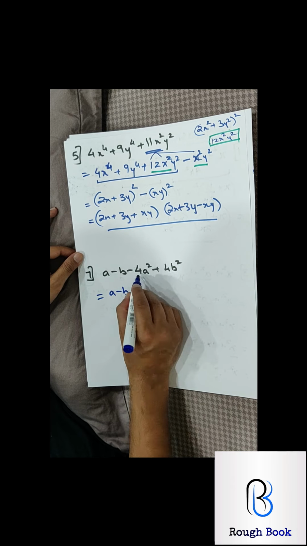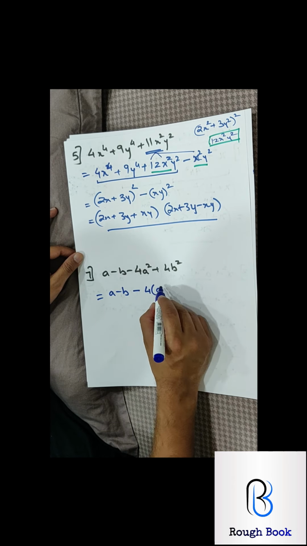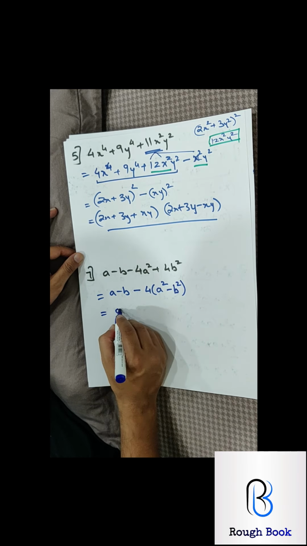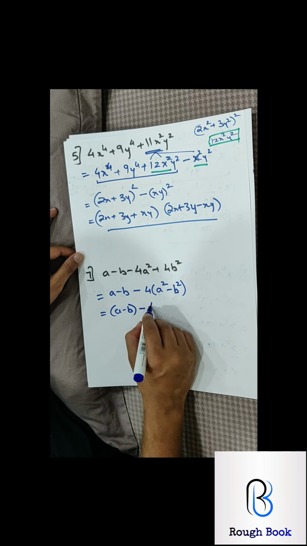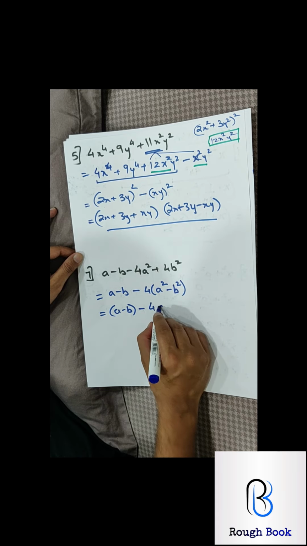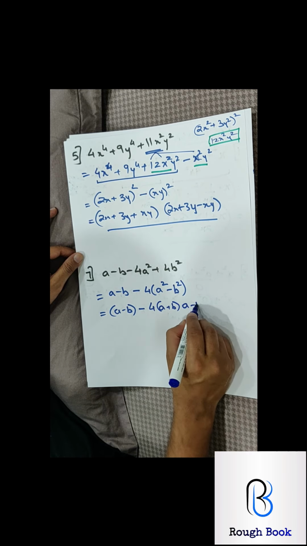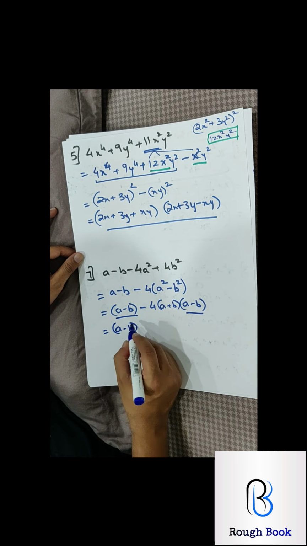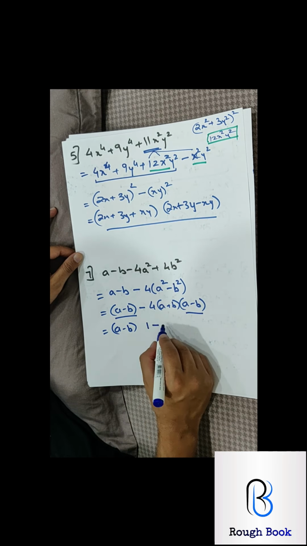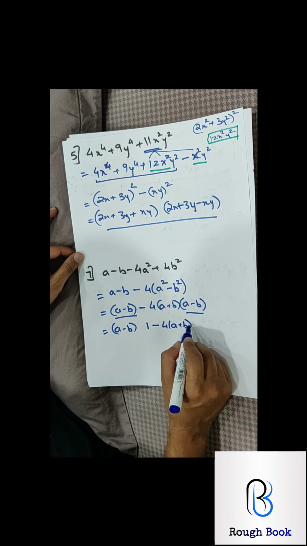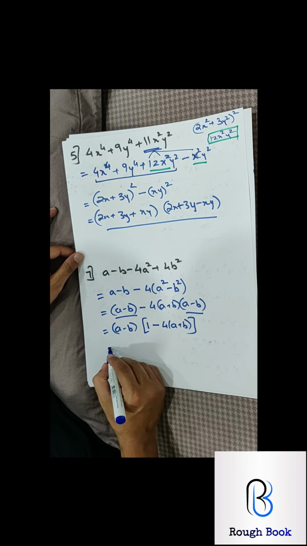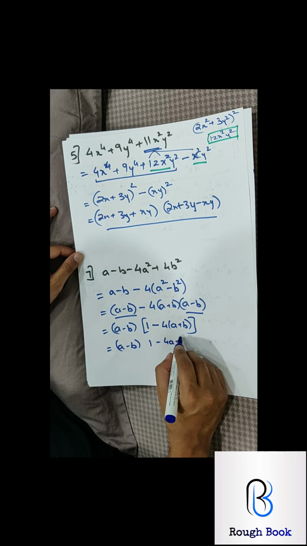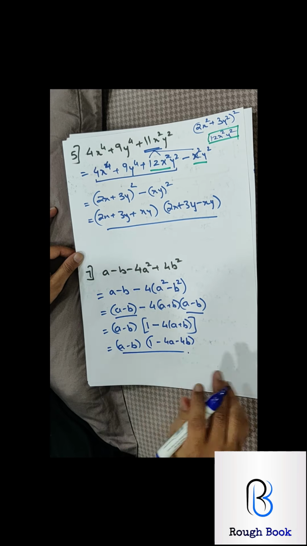So a minus b, I'm pulling out 4 common. So a square, since minus is pulled, this will become minus b square. So a minus b, I'm putting it in one bracket, and this I can write as a plus b, a minus b. I can pull a minus b common further. So what will be left here is 1 minus 4 times a plus b. Yeah, because this is gone out. If you want to simplify it further, so minus 4a minus 4b, that's what your final answer will be.